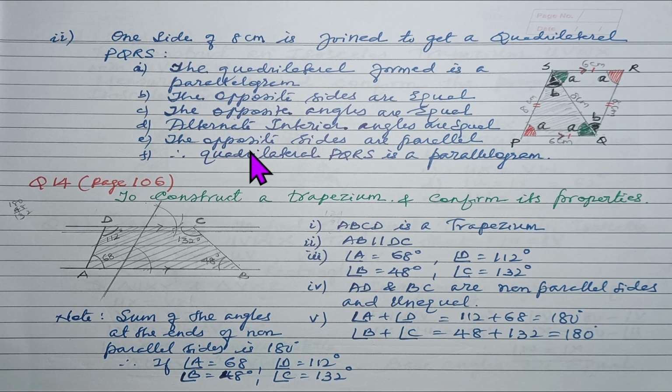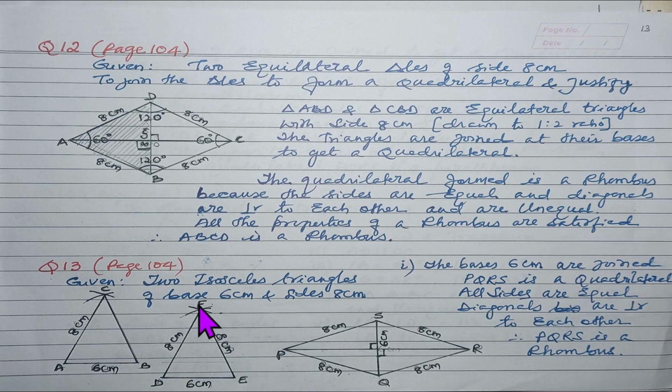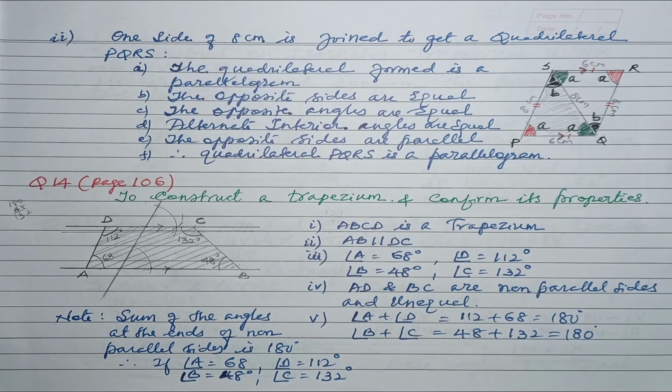Now coming to the second part of this, the same two triangles, if they are joined at the 8 centimeters side. We are joining at 8 centimeters here, so we have one triangle here, PQS, an isosceles triangle, and QRS is another isosceles triangle. Again we find one side PS, another side QR, the opposite sides are equal, that is 8 and 8, and also PQ and SR are equal. That means the opposite sides are equal in this particular quadrilateral.